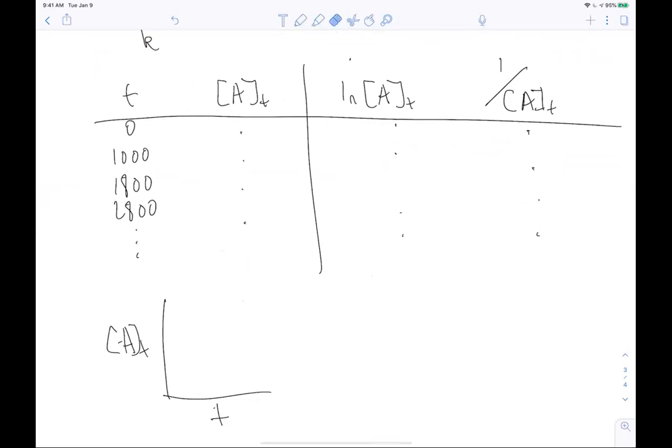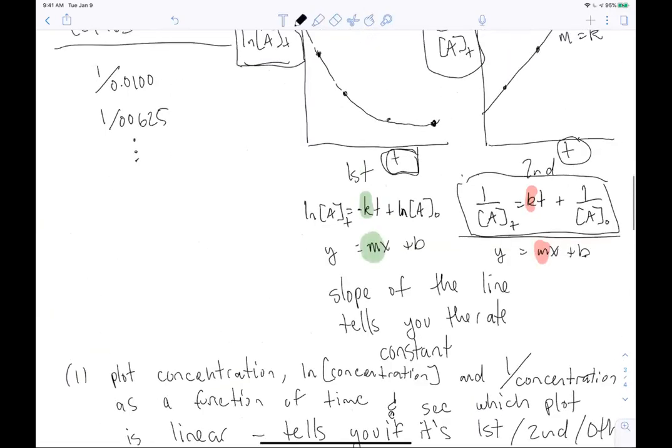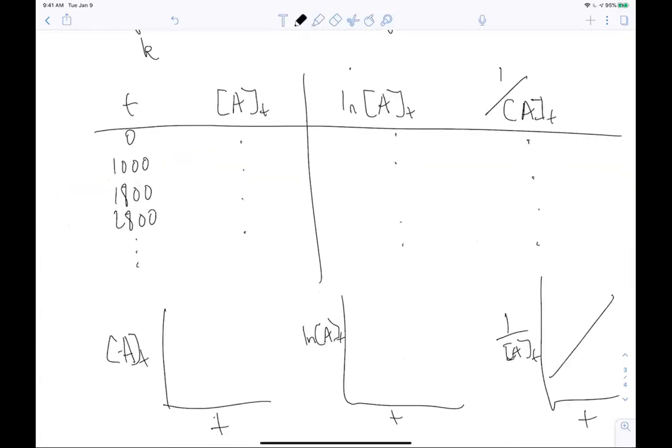And then I take this second set of data and do natural log of A/T over time. And then the last set, 1/A, so T over time. So you can do this in an Excel spreadsheet or something. And then I look at what I get there. And what I should see is that I only get a line for this one. These are going to be something else, not lines.